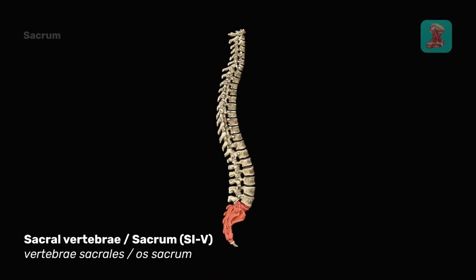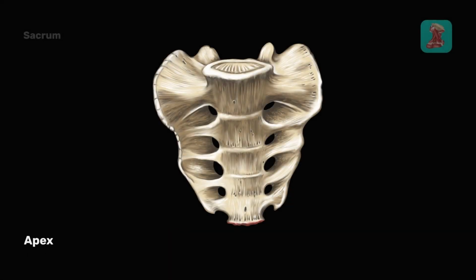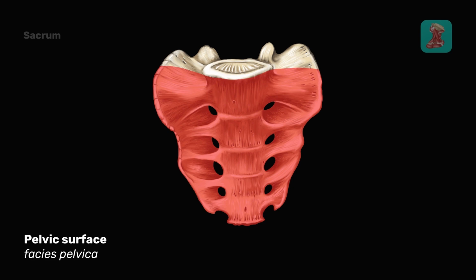The sacral spine consists of a single bone, the sacrum. It consists of 5 fused vertebrae. It is triangular, with the apex pointing downward. The sacrum has a concave, smooth pelvic surface.